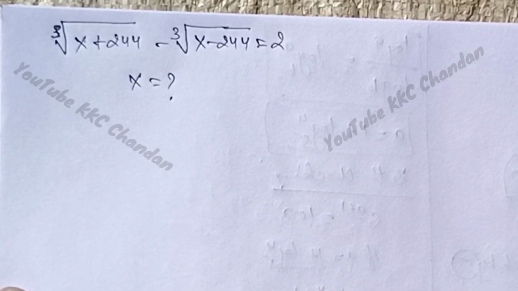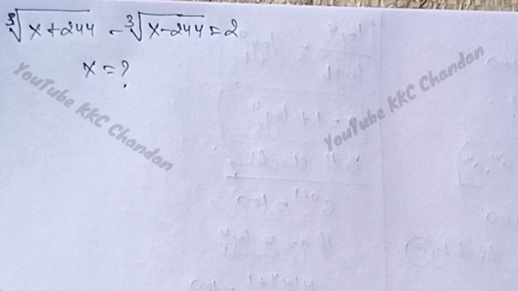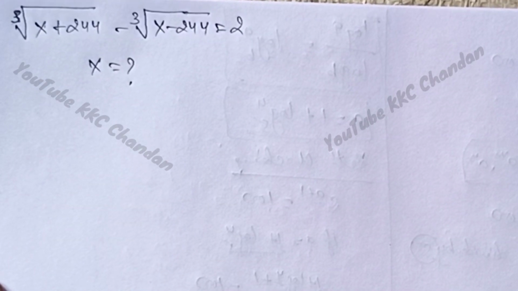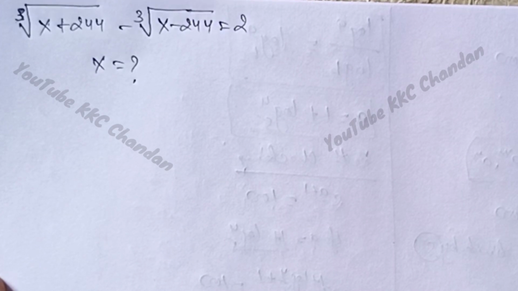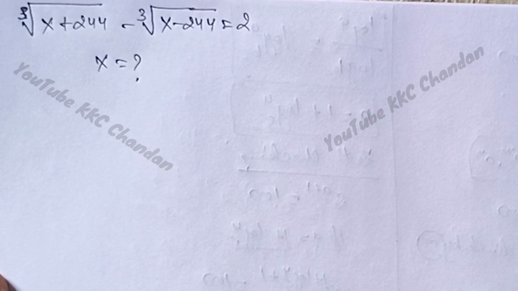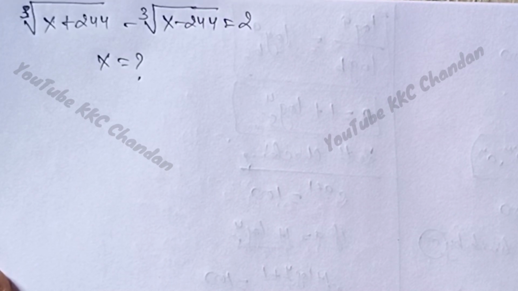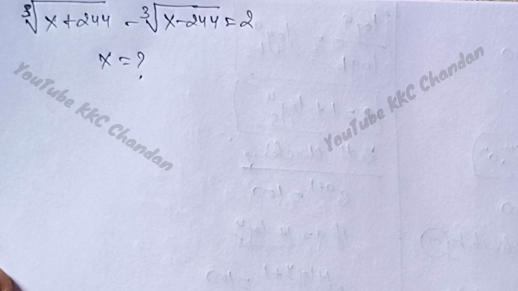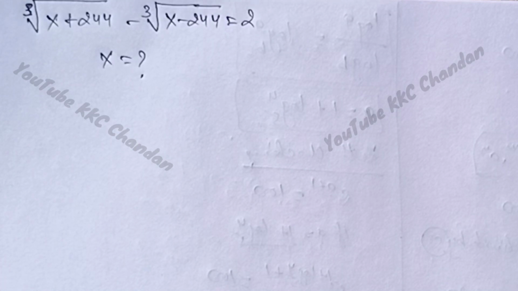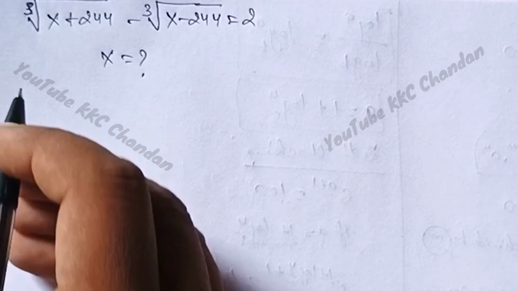Here some questions are given. The question is: cube root of (x plus 244) minus cube root of (x minus 244) is equal to 2. What is the value of x? How to find the value of x? Let's start the solution.